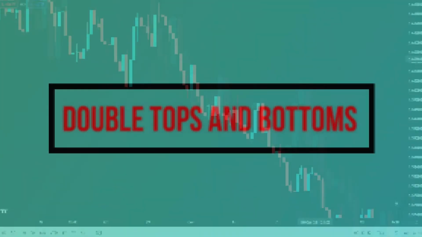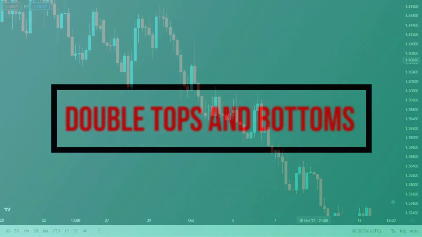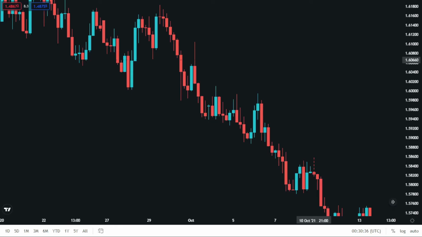Let's move on now to the double tops and bottoms pattern. Double tops and bottoms are one of the most well-known and powerful money-making techniques used by Forex traders. A double top occurs when the price attempts to break out above a recent pivot high but fails. This pattern consists of 2 tops of approximately equal height.